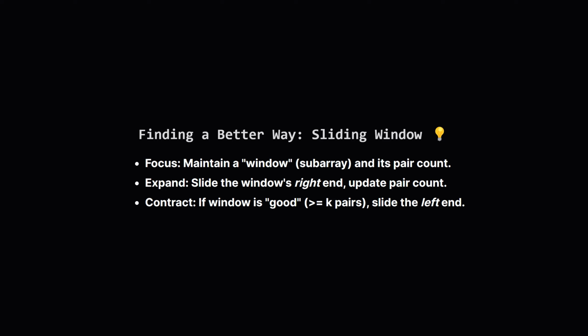Okay, let's think smarter. Instead of checking each subarray from scratch, maybe we can use a sliding window. Imagine a window over our array, defined by a left and a right pointer. We'll keep track of the number of pairs inside this current window. We can slide the right pointer to make the window bigger. As we add a new number, we update the pair count. If the window becomes good, meaning it has at least k pairs, we know we've found at least one good subarray. Then, we can try shrinking the window from the left to find the smallest good subarray starting at that position.